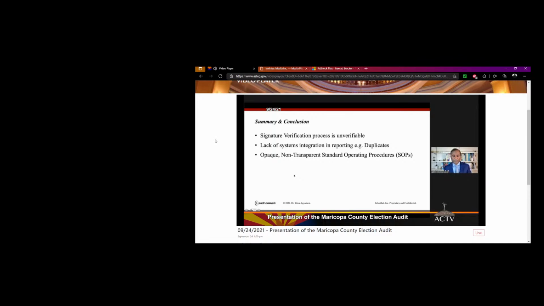So we believe our conclusion is that the signature verification process, no pun intended, is unverifiable. We can't really verify this process. And there's a lack of systems integration and reporting. Example, the EV33s, which should have all the early voting ballots: just on the duplicates issue, we haven't had time to do a full systems integration. That wasn't the scope. But even on the ballots, we have far more duplicates than what are even in the system. And currently, because we haven't been able to get access to the standard operating procedures, that is opaque and non-transparent.